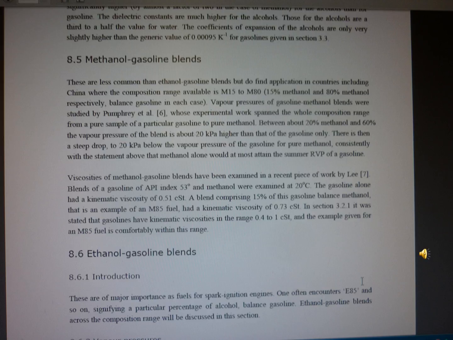The vapor pressure of the gasoline methanol blends was studied. In this case, the vapor pressure of the blend is 20 kilopascals higher than gasoline only. The viscosity of methanol gasoline blends has been examined in recent work. The API index is 53 degrees, examined at 20 degrees centigrade. Gasoline alone has a kinematic viscosity of 0.51 cSt. A blend comprising 15% gasoline with the balance methanol, in this case the M85 pure, has a kinematic viscosity of 0.73 cSt.